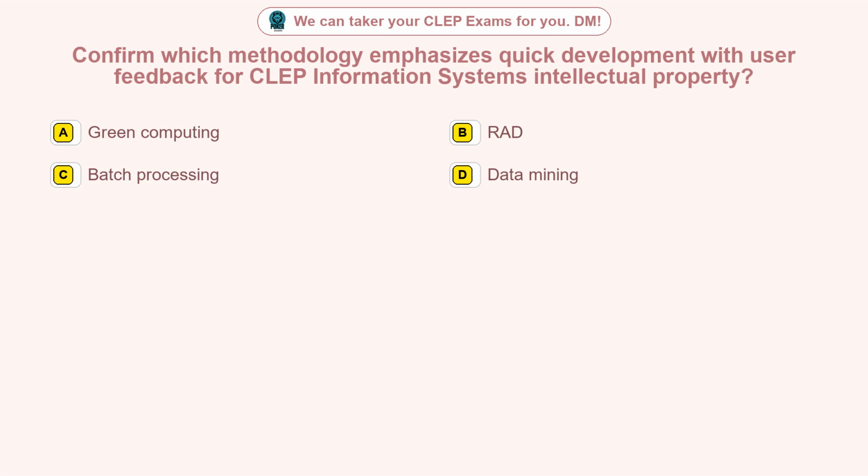Question 69. Confirm which methodology emphasizes quick development with user feedback for CLEP Information Systems intellectual property. Option A. Green computing. Option B. RAD. Option C. Batch processing. Option D. Data mining. The correct answer is option B, RAD.